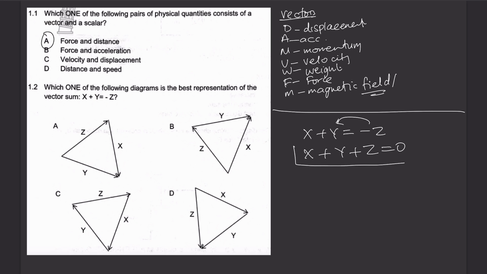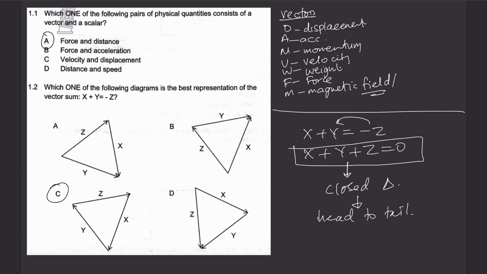So what this means is you need to look for a closed triangle. We're specifically looking for a head to tail. The whole triangle should be head to tail. And that option corresponds with C.